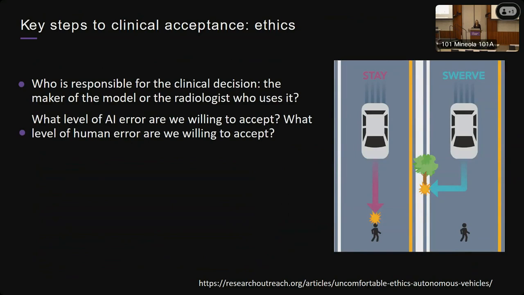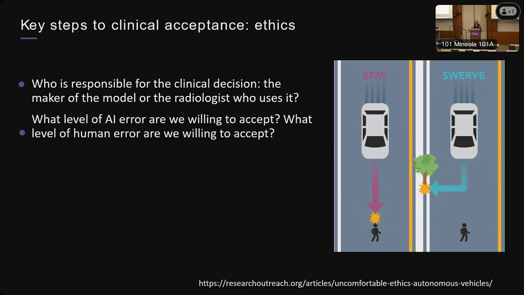Another thing to think about is ethics. If the AI makes a mistake, who's going to be responsible? The person who developed the model or the radiologist who uses that model? And we all need to ask ourselves, what level of error are we willing to accept? There's always some degree of human error. Are we holding AI to a higher standard? Are we accepting a 0 level of error?